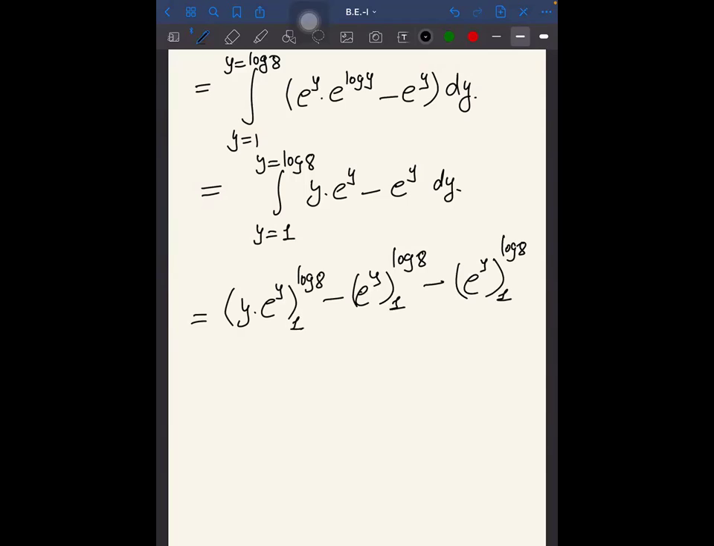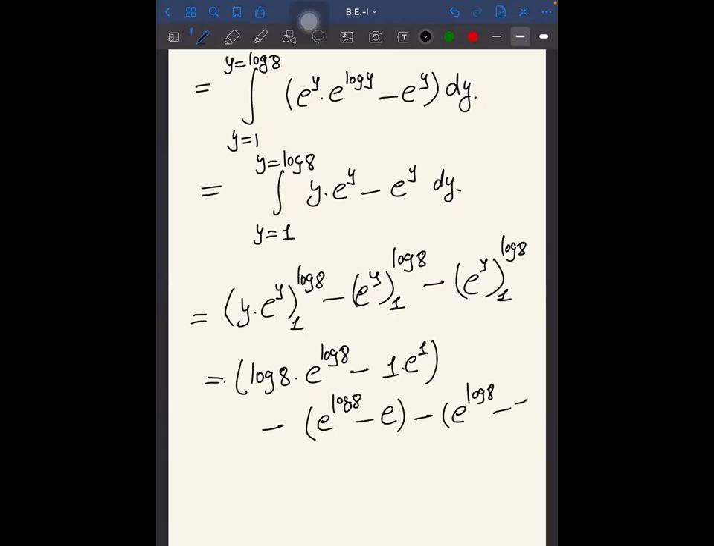Yes, fine. So this becomes what? Log 8 e raised to power log 8, and minus 1 into e raised to power 1, minus e power log 8 minus e. Okay, so this becomes 8 log 8, right? Minus, this is your 8 and this is your 8. So minus minus 8 is 16.